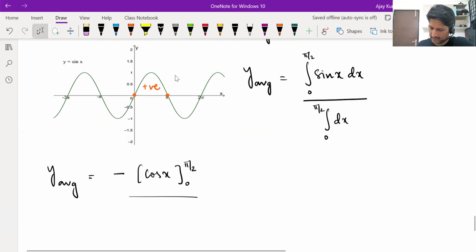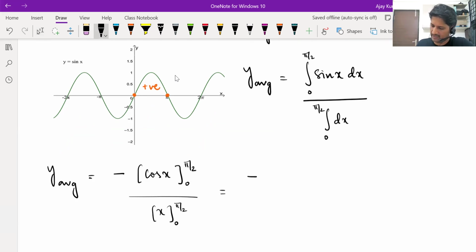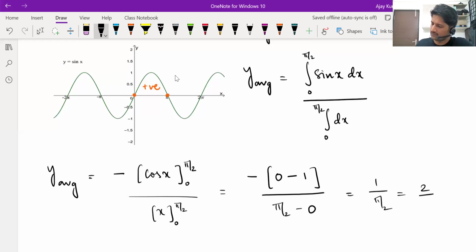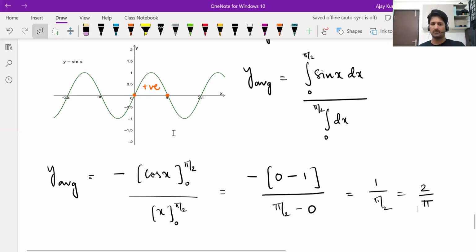Denominator integral dx is just x, and that also from 0 to pi by 2. Keep the minus as it is. Substitute upper limit: cos pi by 2, cos 90 degrees is 0. Minus, substitute the lower limit: cos 0 is 1. Divided by pi by 2 minus 0. So numerator minus of minus 1 becomes 1. Denominator is pi by 2. The average value is 2 by pi, which is not 1 by 2.